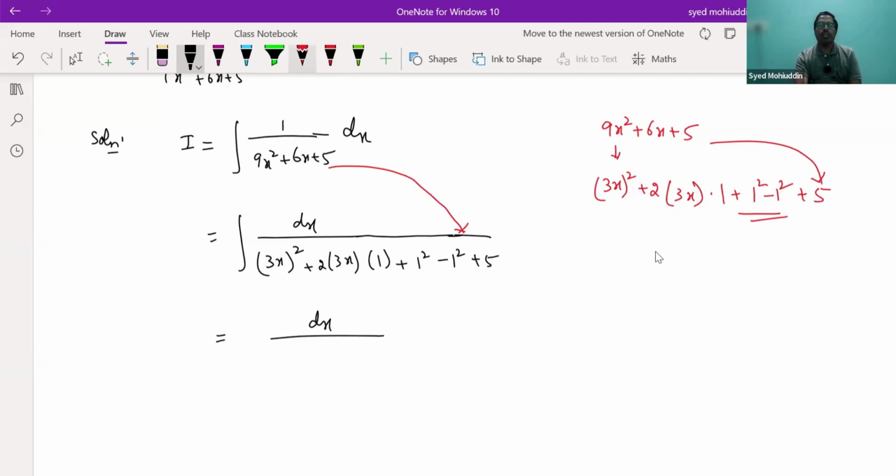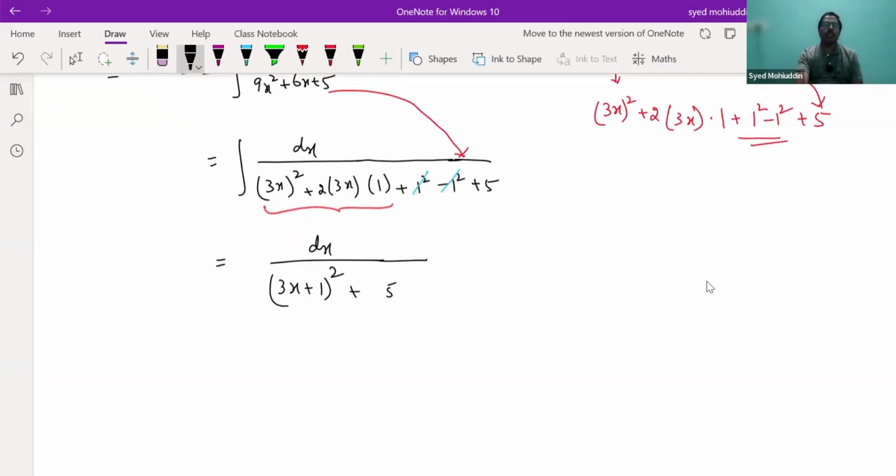Now we'll group this part, the first 3 terms. The first 3 terms are in the form of a square plus 2ab plus b square. We know a square plus 2ab plus b square will be a plus b whole square. The a value is 3x and the b value is 1, so it is 3x plus 1 whole square. Here you can observe that this plus 1 and minus 1 will cancel out and we will be left with this plus 5 over here.